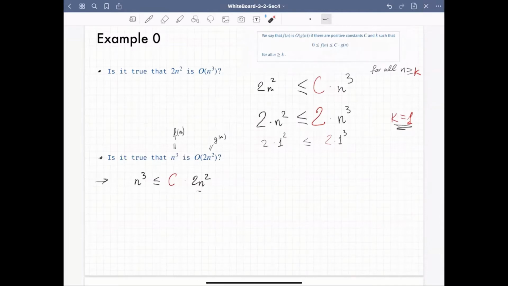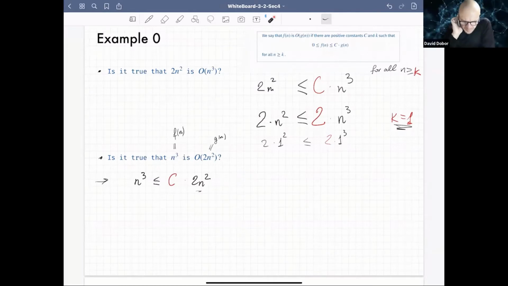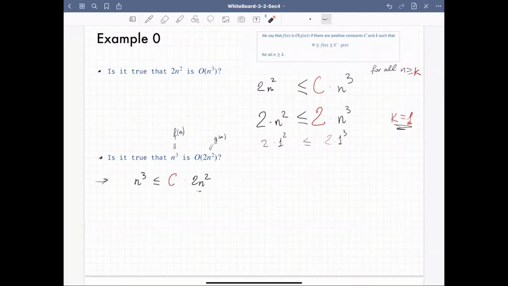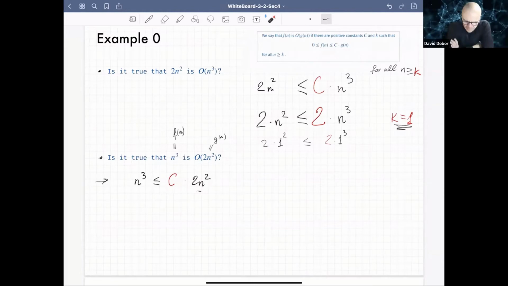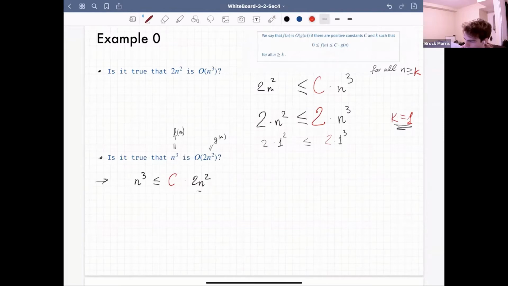It's not possible to select a C large enough. Sorry, one more time: it's possible? I don't think it's possible to select one large enough. Okay, anyone else? C is a constant, so I don't think so. The only other thing, I guess, would be making it n, but then it's not constant.